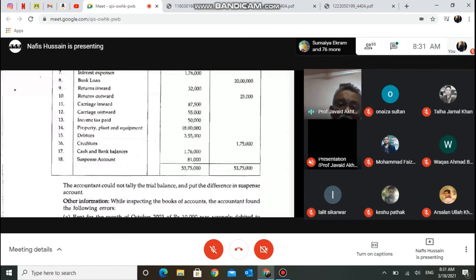Maybe the total of one of the ledgers was incorrect. Maybe the totals of several ledgers were incorrect. Maybe the differences that you took out from balances were incorrect. There could have been so many errors in your books of account, and the total of all of them is 81,000. So what happens procedurally?